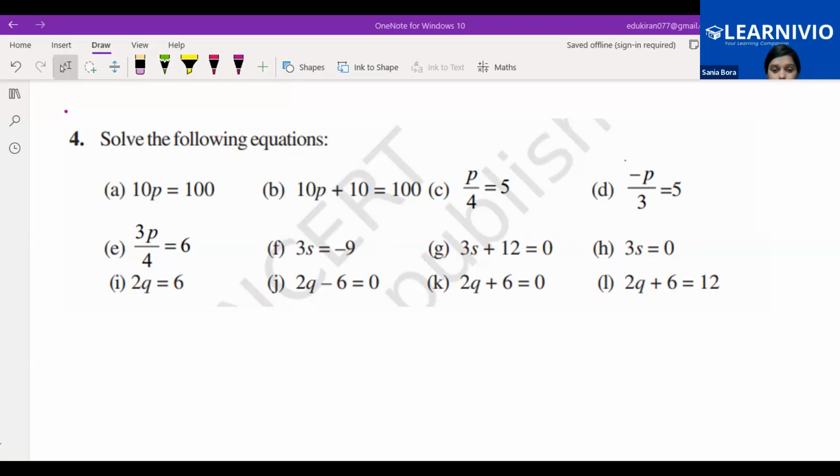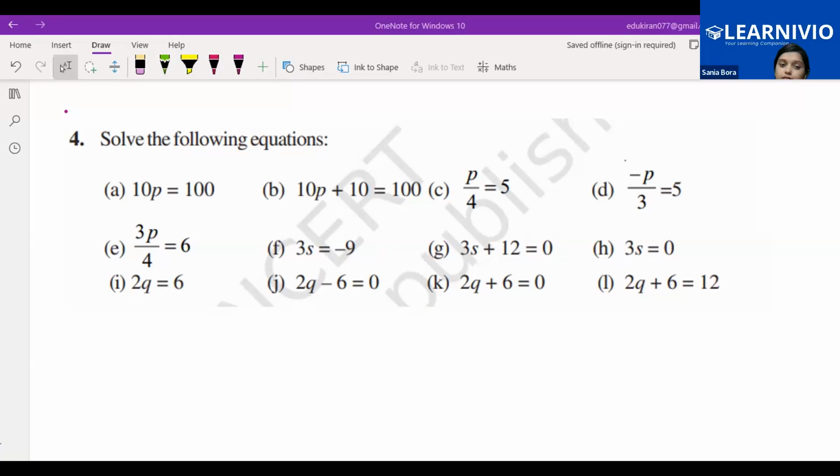I completed. Okay. Tell me the answers. Ma'am, the first one is P is equal to 10. Second one, P is equal to 9. Third one, P is equal to 20. Fourth one, minus P is equal to 15.